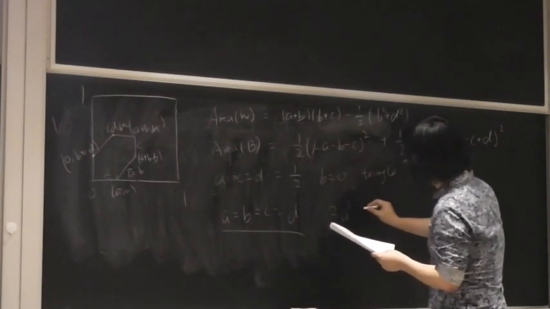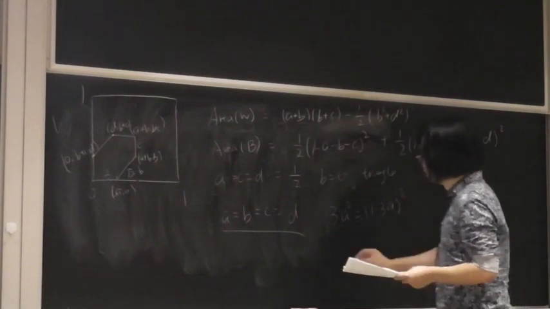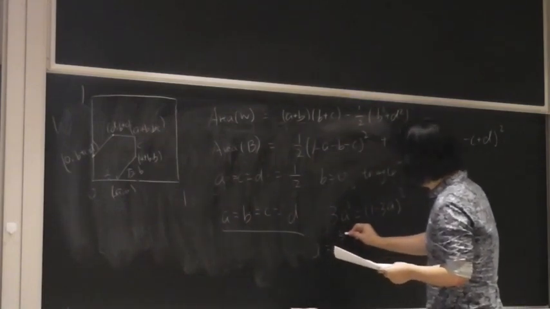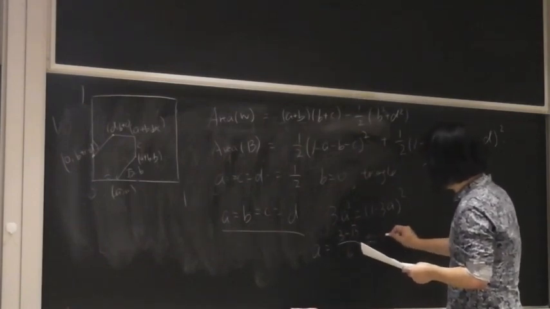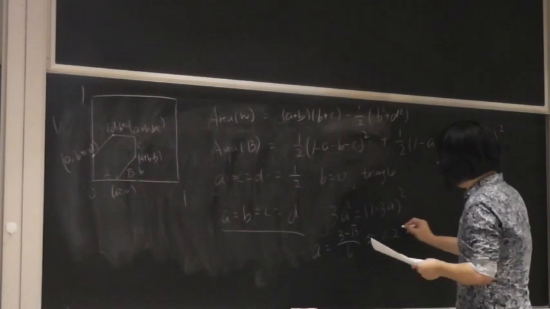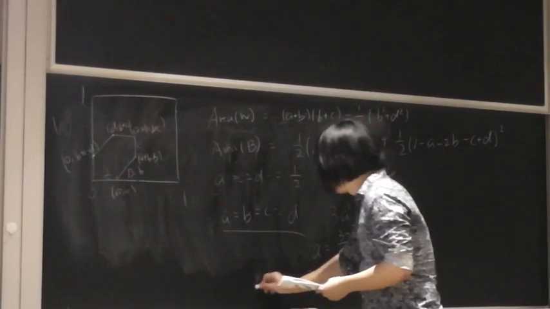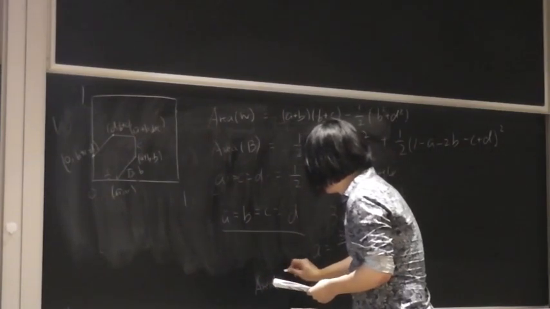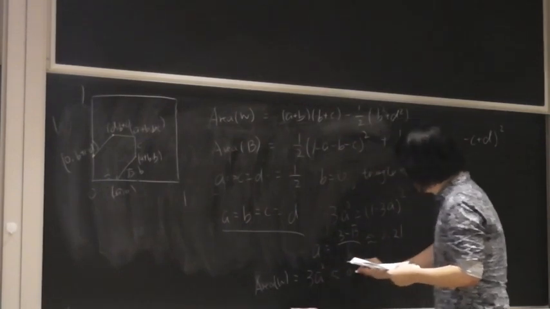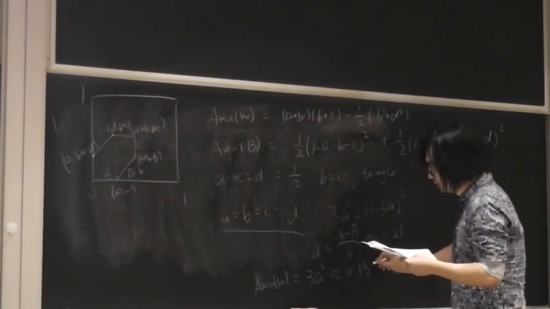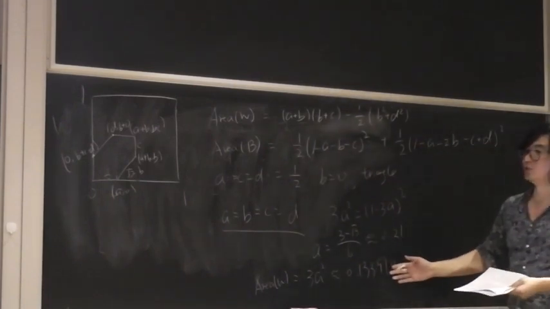We have 3A squared equals 1 minus 3A squared. So we have A equals (3 minus root 3) over 6. So it's around 0.21. Then the area is 3A squared, which is around 0.13. So this is larger than the triangle case.